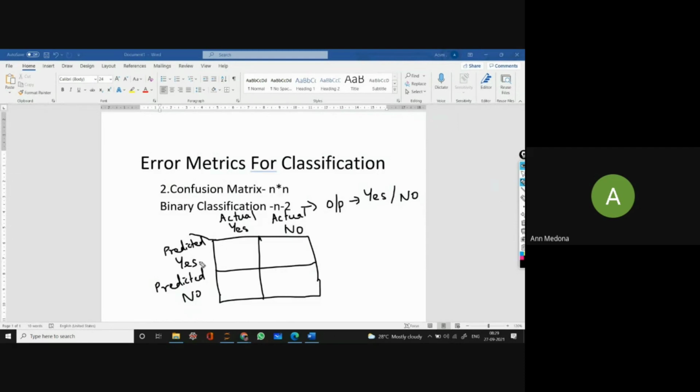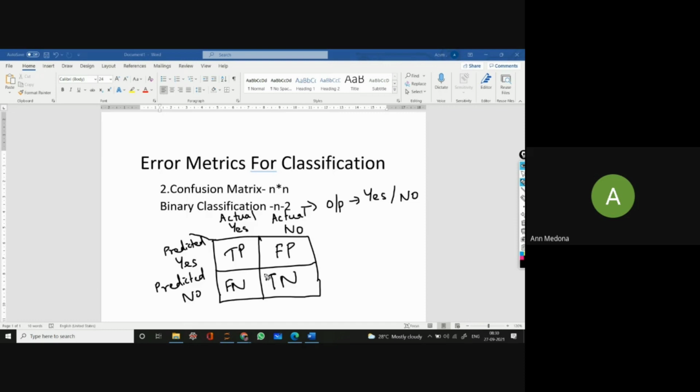So predicted is nothing but, once the model is trained, the model will be providing some output, right? The model may provide the output as yes, or the model may provide the output as no. So this is nothing but predicted output. So this is the confusion matrix table. Along the x-axis it will have the actual value available in the data. Here you will have the predicted value. So now we have four possibilities: TP, FP, FN, and TN. So these are the four possibilities.